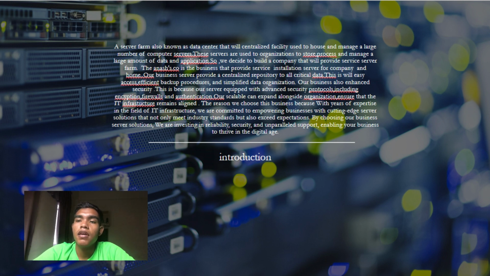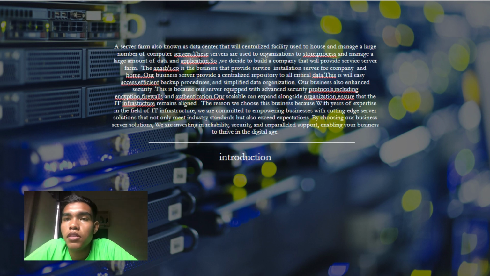Our business also enhances security. This is because our servers are equipped with advanced security protocols, including encryption, firewall, and authentication. Our servers are scalable and can expand alongside the organization and ensure that the IT infrastructure remains aligned.